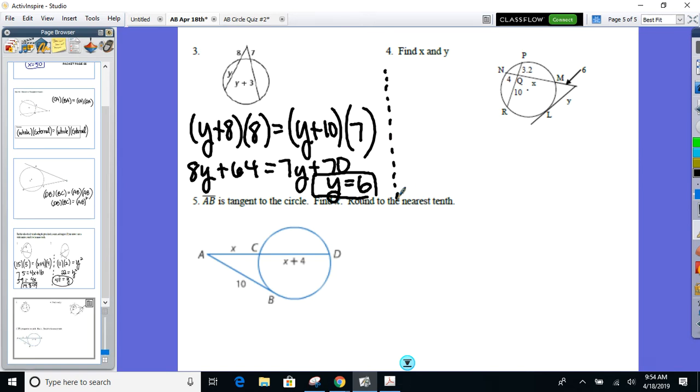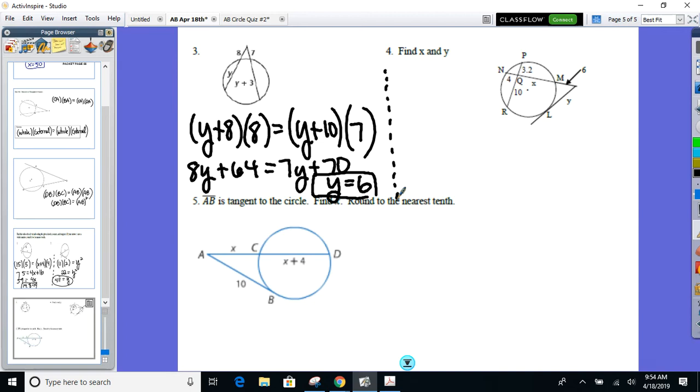Any discussion before we really buckle in right now? Okay, ready for 4. Find x and y. Ooh, we got a lot in there. I see secants. I see a tangent. See some chords in there. Well, what do we start off by finding first? There's not a choice. You have to find x first.